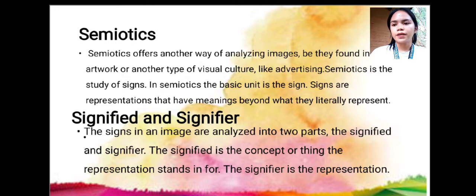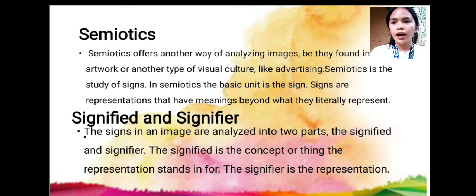So the next is signified and signifier. The signs in an image are analyzed into two parts, the signified and the signifier. The signified is the concept or thing the representation stands in for. The signifier is the representation. So the signifier is the thing, item, or code that we read. It can be a drawing, a word, or a photo, while the signified is the idea or meaning being expressed by that signifier. For example, in a shop doorway, there is a sign that says open. So the signifier, the word open, signifies that the shop is open for business.